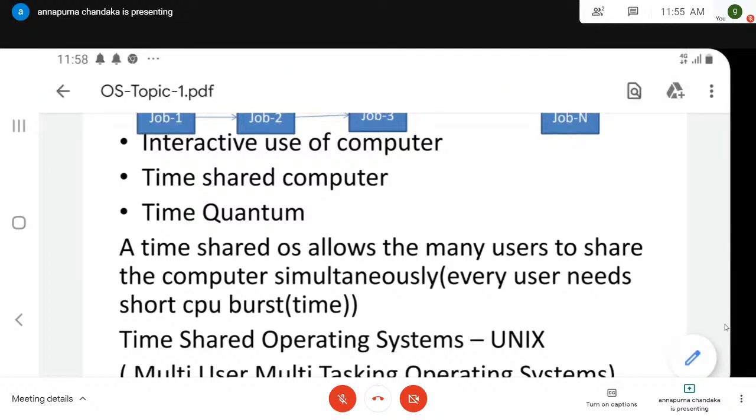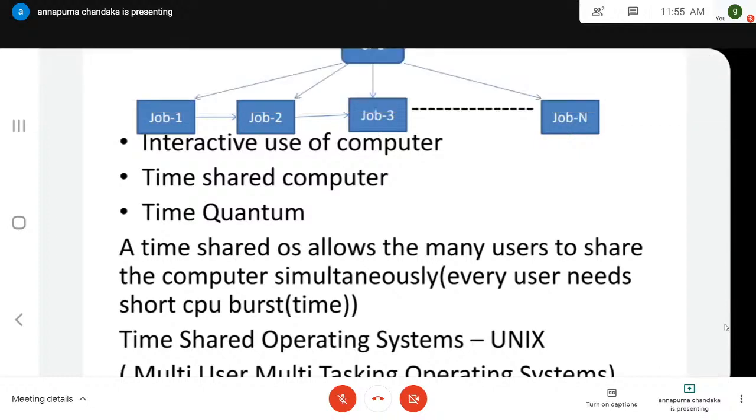So coming to the first one, single user, single tasking. The best example is MS-DOS. The Microsoft Disk Operating System is the example for single user, single tasking. One user can operate on a single CPU. He can do only one job at a time.